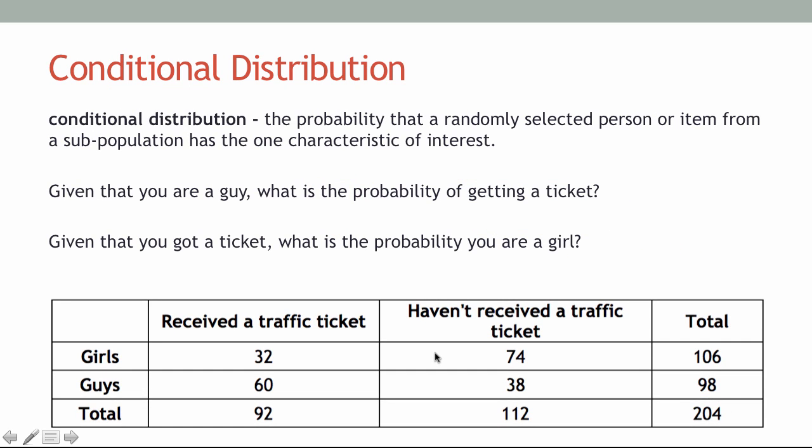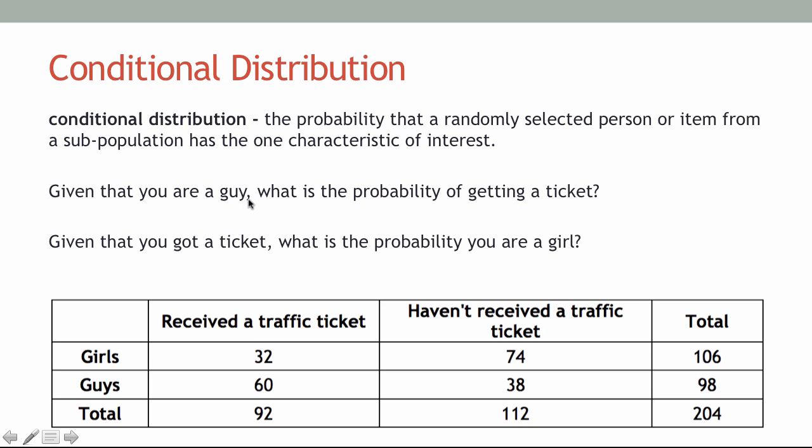Now let's play around with some other stuff. We still have the same table, same information, but now let's do some conditional distribution. So conditional means instead of looking at the total, now we're looking at specific conditions and doing percentages based on that condition. So conditional distribution, the probability that a randomly selected person or item from a subpopulation has the one characteristic of interest. So here are some conditional distributions.